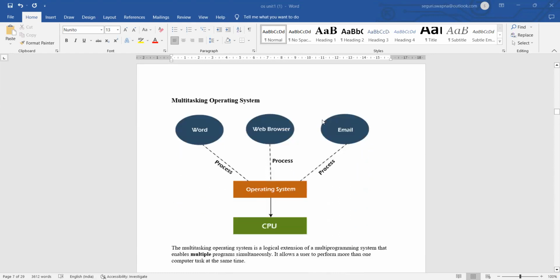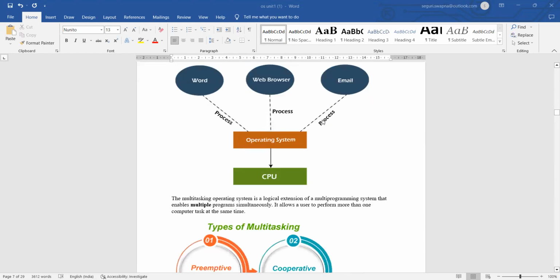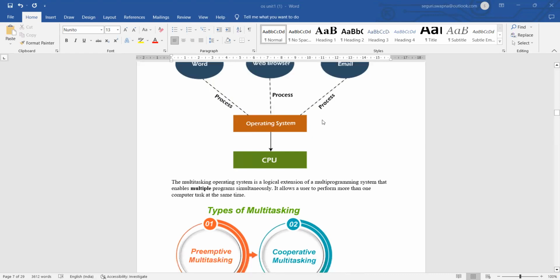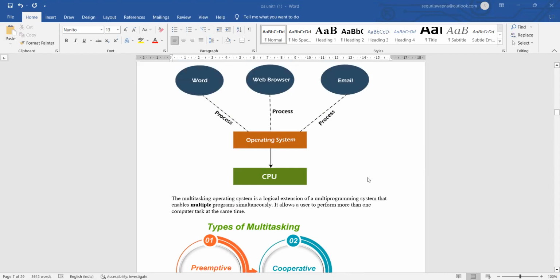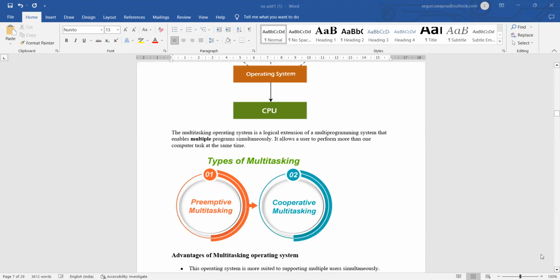Next we have the multitasking operating system. This multitasking operating system is responsible for performing multiple tasks simultaneously, enabling multiple programs at once. That is, the user can perform more than one task at a time. Like here, a single operating system is performing a Word application, a browser application, and email. So these are the three processes performed by the single operating system present in the CPU. The multitasking operating systems are again of two types: preemptive multitasking and cooperative multitasking.